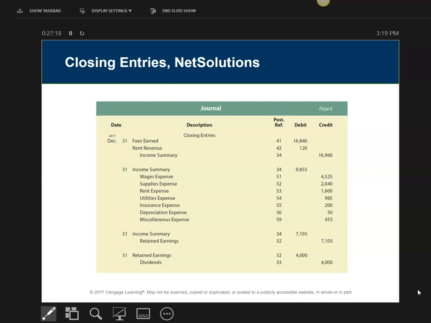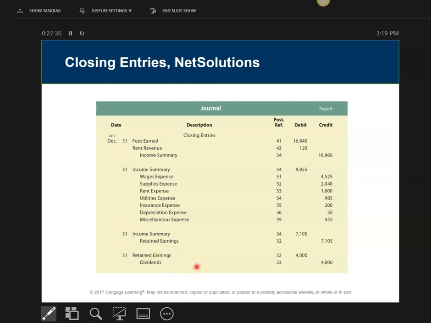So in the last video, we left off at our closing entries right here. Again, just to reiterate, step 1, step 2, step 3, step 4, always in the same order. Close your revenues, close your expenses, balance income summary, then close income summary, and close dividends.